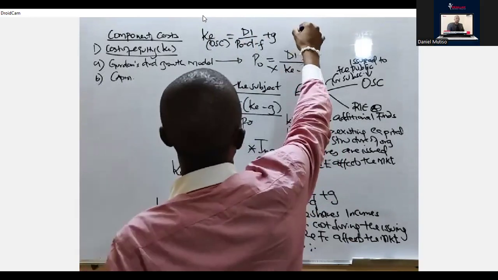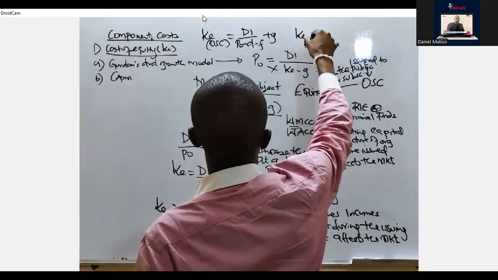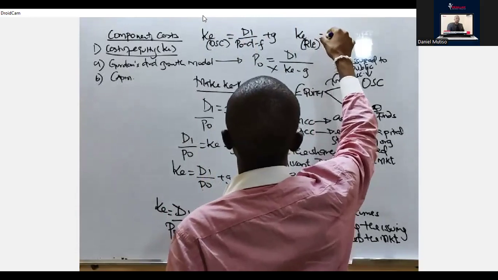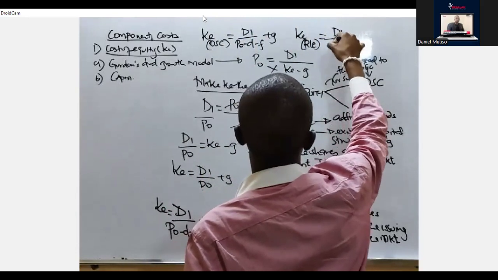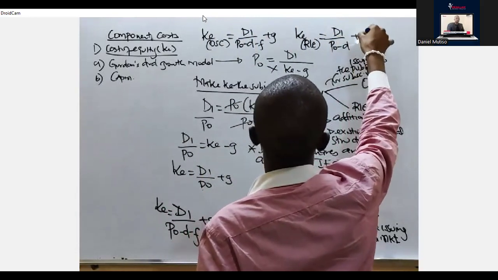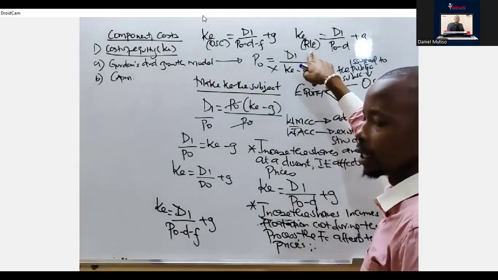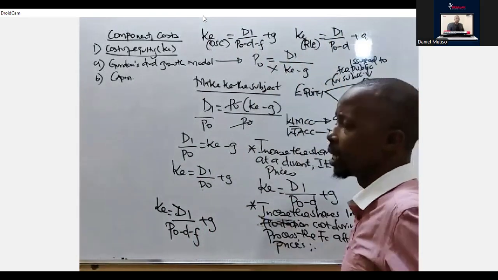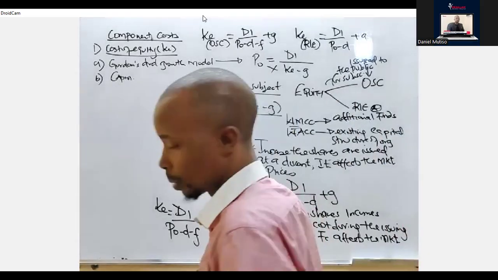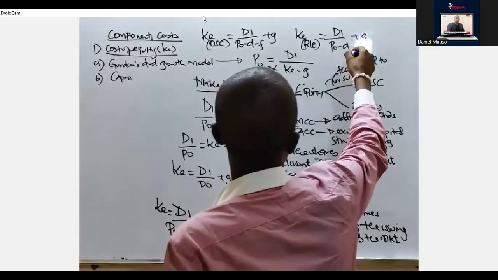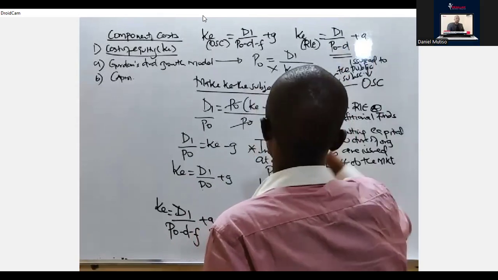But when you're calculating the cost of equity for the retained earnings, we normally take D1 over PO minus discount plus growth rate. It means that the retained earnings are not affected by what? They are not affected by the flotation, since they are not issued to the public for subscription. That is why we don't deduct flotations here.